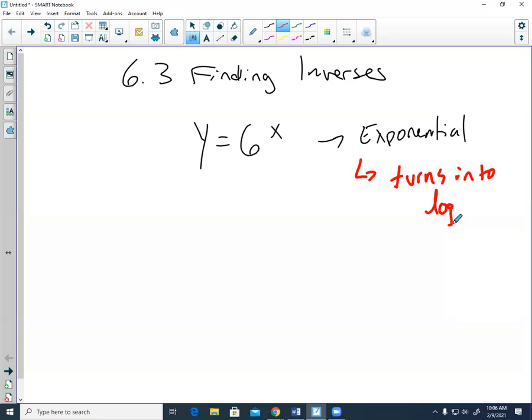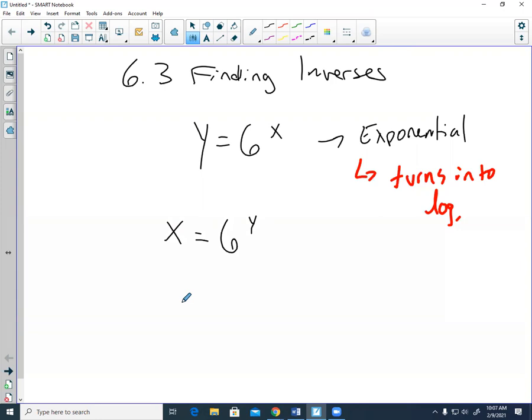If it's not a log equation, then I have not done the inverse correctly, because the inverse of exponential equations are log equations and vice versa. That's something you have to pay attention to. The first step is the same as last time for finding inverses: switch your x and your y. So it's x equals 6 to the y power. Absolutely nothing is going to change here.